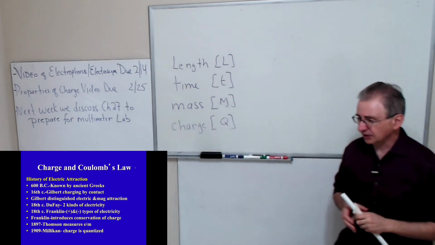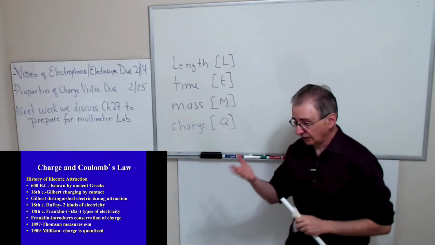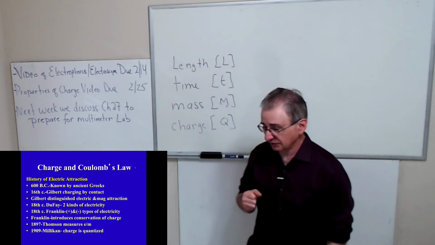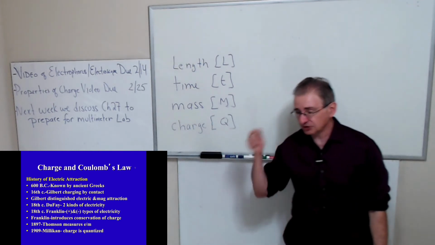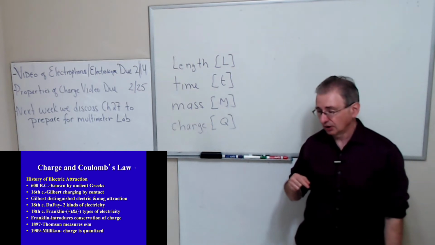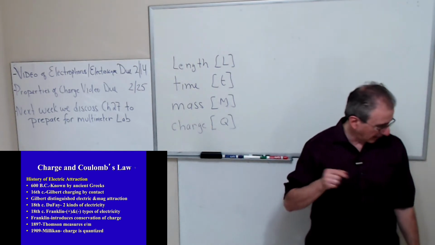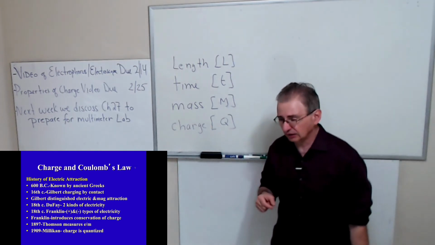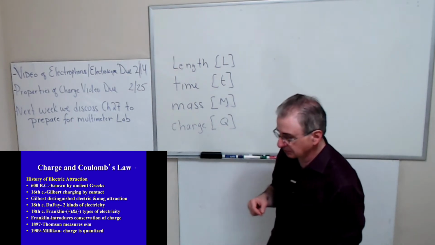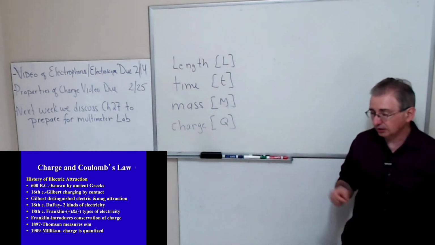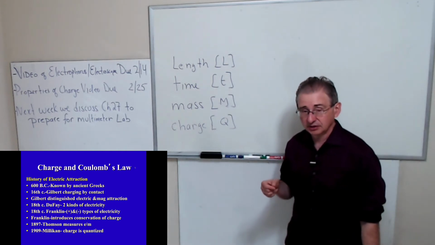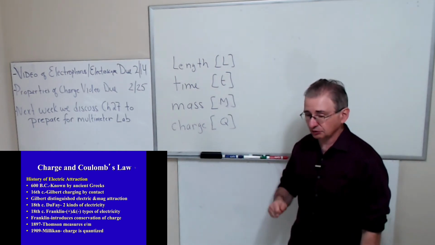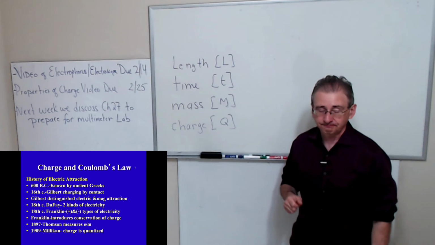So you'll notice on that list that Franklin also introduced the idea of conservation of charge. Thomson measured the charge to mass ratio of the electron in 1897. And I will say something later on this semester about the Thomson measurement. And then Millikan showed that charge is quantized, meaning charge comes in discrete values. Okay.